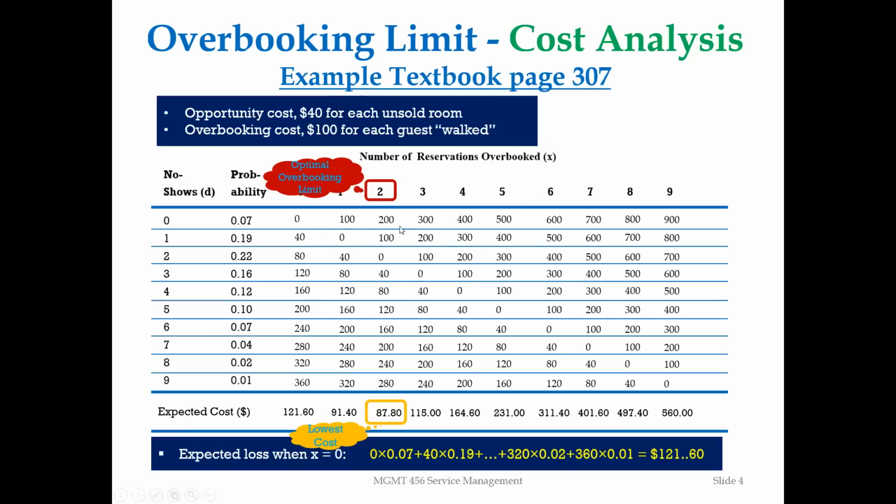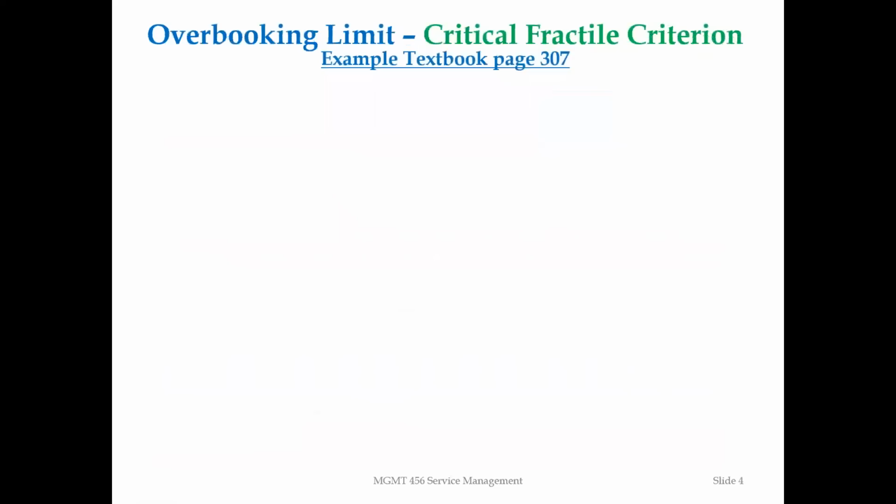By performing a cost table analysis, we look at the lowest total cost and determine the optimal overbooking limit. That is method 1, cost analysis. There's another way to do it. It's called the critical fractile criteria. It's a little easier.